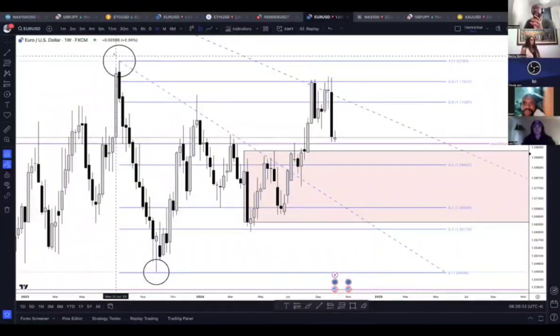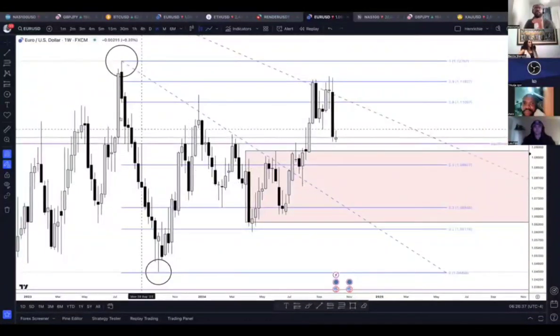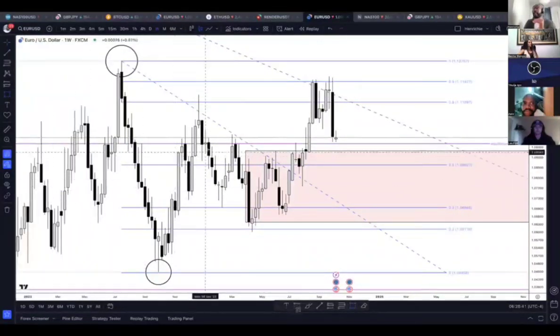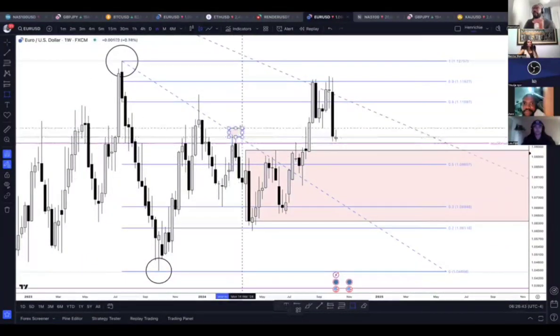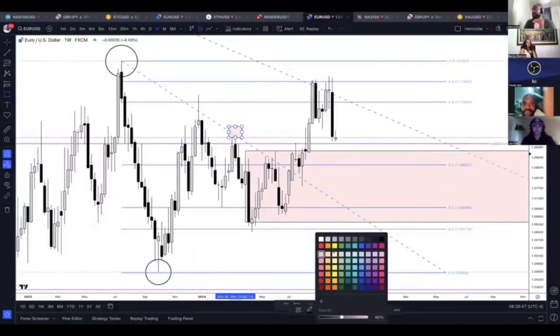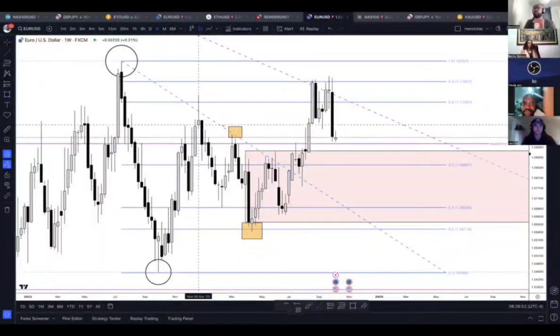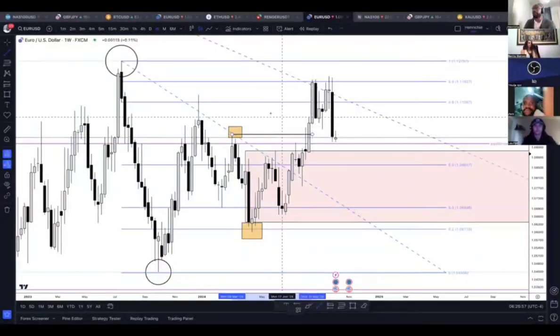And now I've marked my weekly high, my weekly low. I start to look at the structure on the weekly time frame. And right here, we have this structural high. We have a structural high here. We have a structural low here as well. We have the structural low here. And then as you can see, we have a break of structure on the weekly time frame here, right here, break of structure.